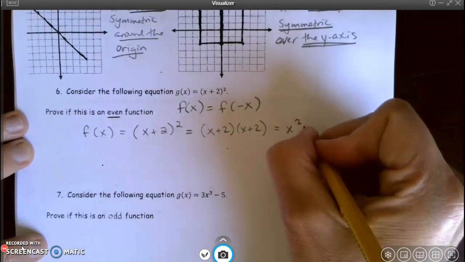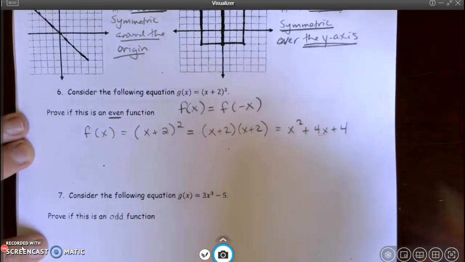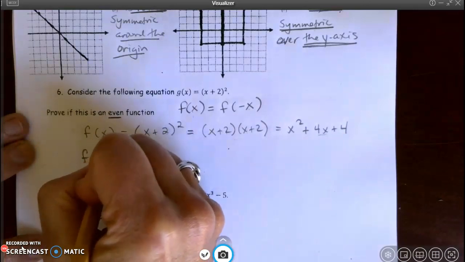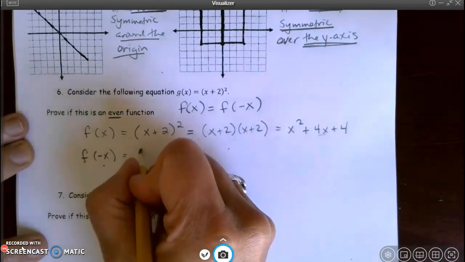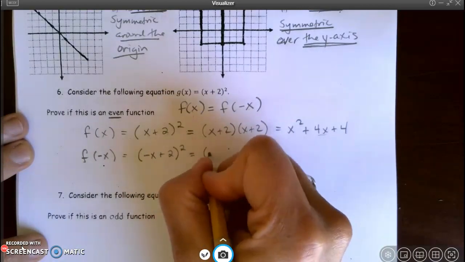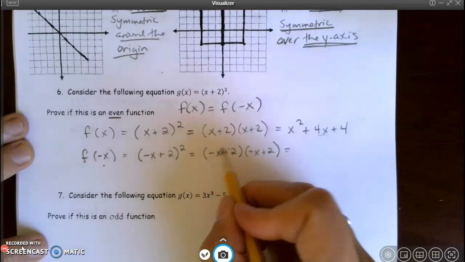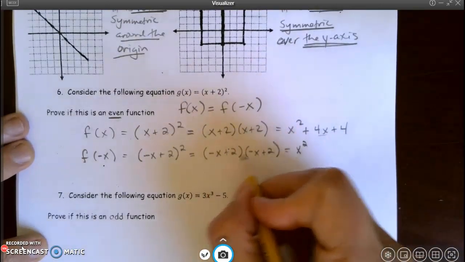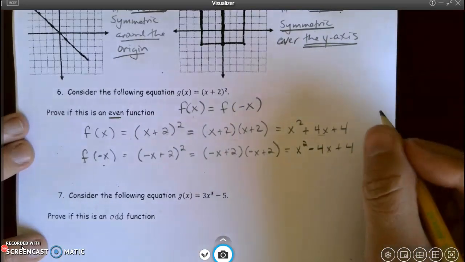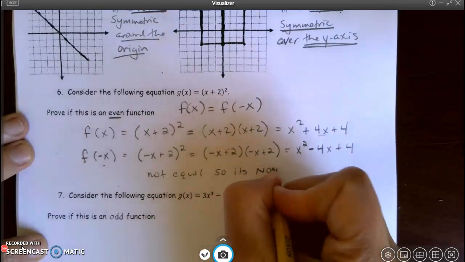And I get x squared plus 4x plus 4, because my outer term was 2x, and my inner term was 2x, which is where I got that 4x from. So this is actually my original function. Then f at negative x is going to be negative x plus 2 squared. And so I have negative x plus 2 times negative x plus 2. Negative x times negative x is x squared. Negative 2x and negative 2x is negative 4x. 2 times 2 is 4. These are not the same, not equal, so it's not even.